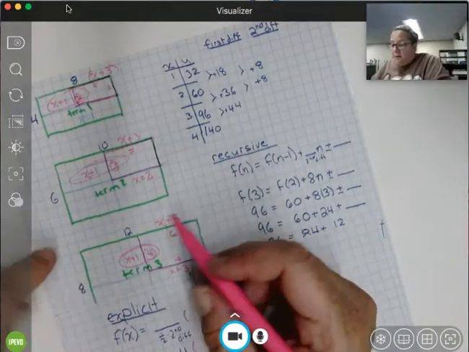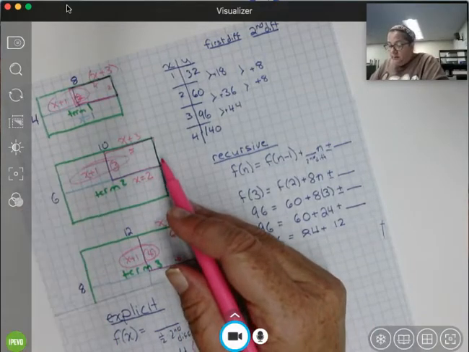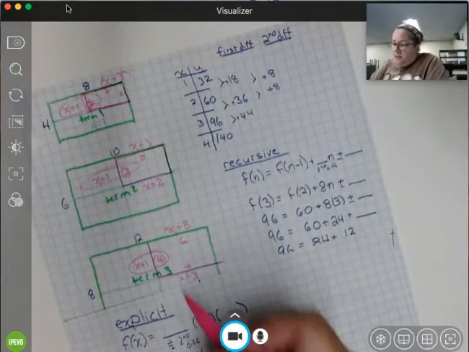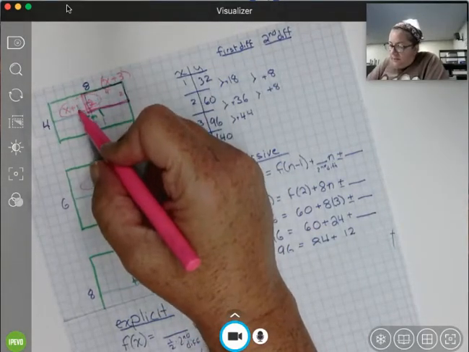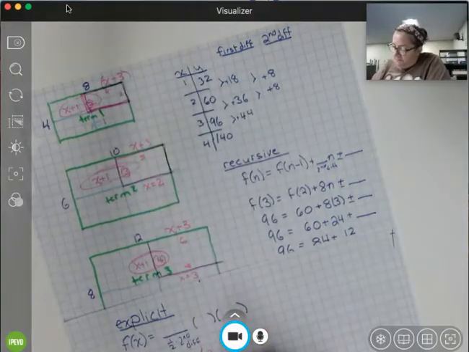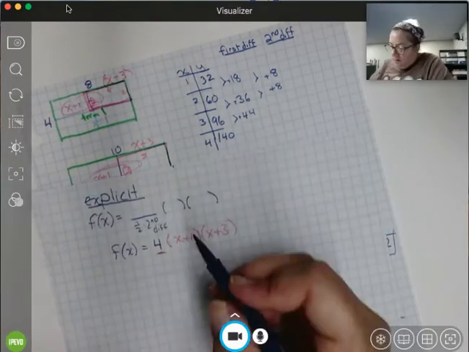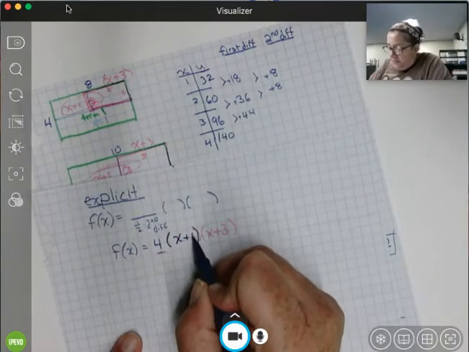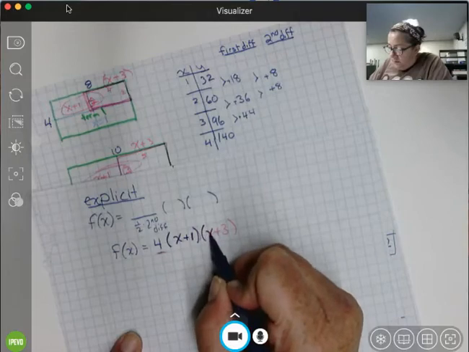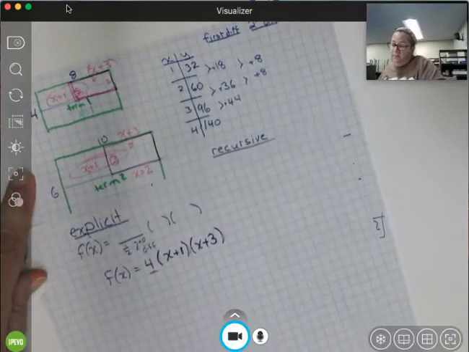So now, here's what we have. We have 4 rectangles that make up one big one. So that's the times 4. Each individual rectangle inside is made up of x plus 1 times x plus 3. By the way, this is what I'd consider a level 4 example. So, for example, this would be probably one of the hardest problems I would ask you.